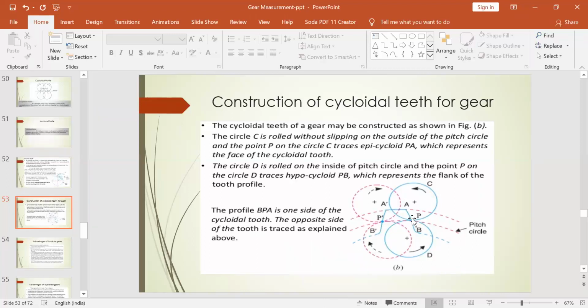And you have to show the direction in which it has been rotating. So this profile BPA is one side of the cycloidal tooth. Remember that it is just showing you one side of the cycloidal tooth. The opposite side of the tooth is traced out in these dotted lines. So you can show both sides of the cycloidal tooth profile with respect to the pitch circle, and show it for the epicycloid and the hypocycloid. If they ask you to explain the gear tooth profile with respect to cycloidal as well as involute, you can show both.